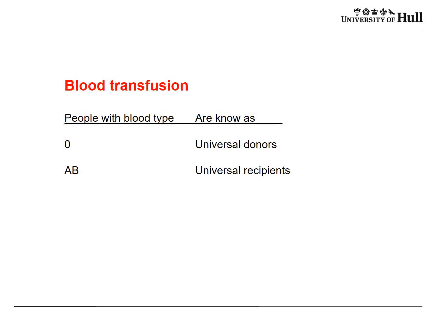So this is why people with blood type O are known as universal donors, and people with blood type AB are known as universal recipients. People with blood type O can give their blood to anyone. People with AB blood can receive blood from anyone.